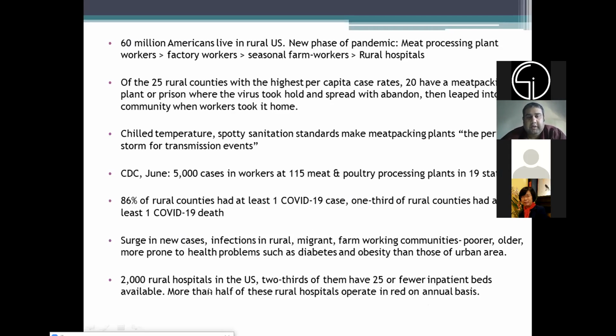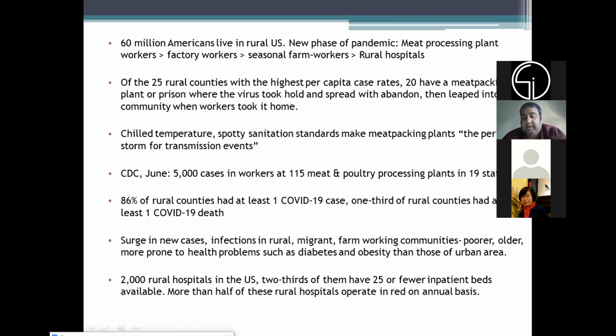Okay. So there are about 60 million Americans who are living in the rural US. Most of them are farm workers or factory workers. And that has started a new phase of pandemic now, where those poor rural residents have become the new hotspots for the infection and spread of the infection. Most of them work in meat processing plants. A lot of them are factory workers. They are seasonal farm workers.